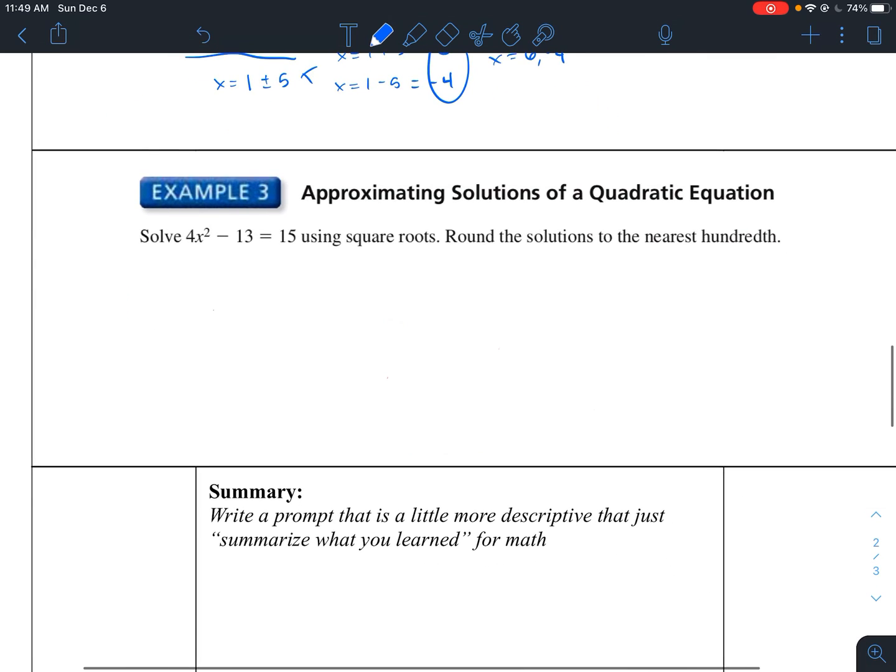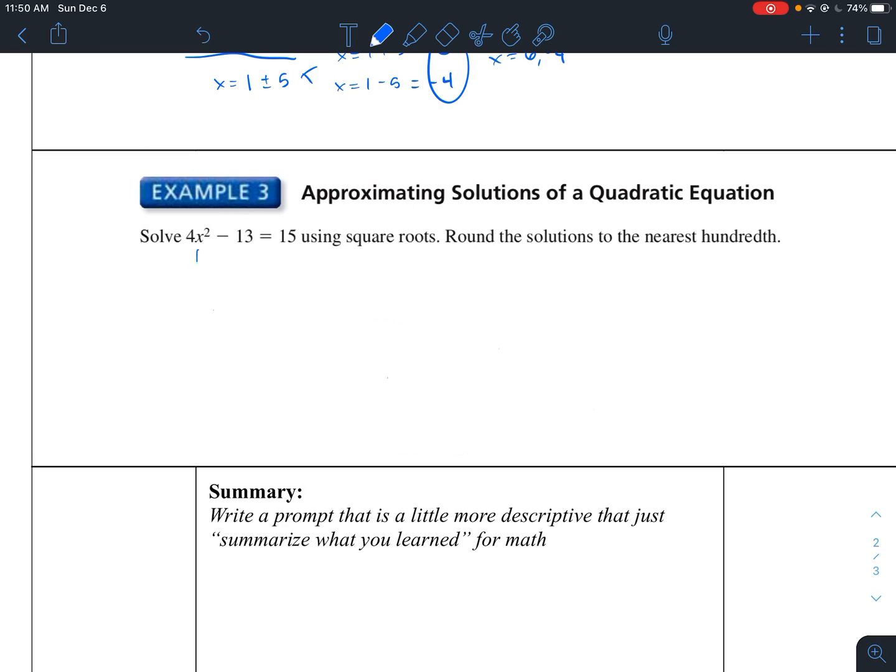Now let's go to example 3, and this will involve using a calculator. So approximate solutions of a quadratic equation. So approximate meaning that we're going to be rounding, and you're going to want a calculator for this. So it says solve for 4x squared minus 13 equal to 15 using square roots.